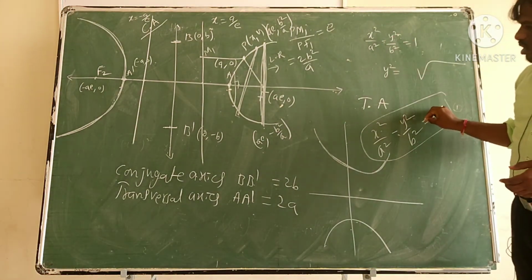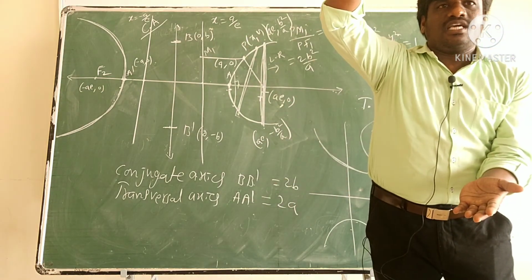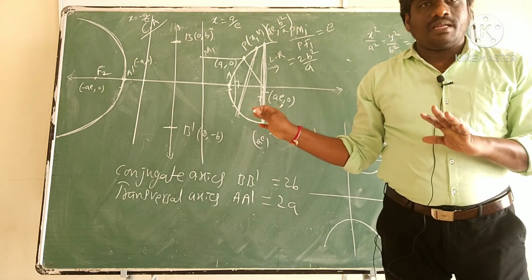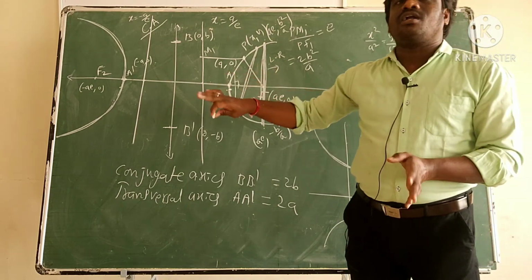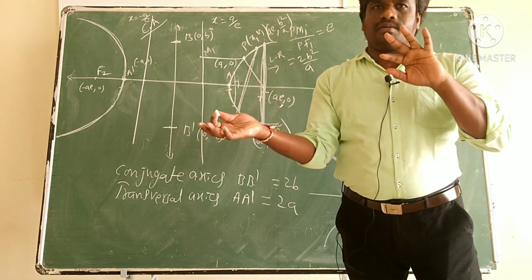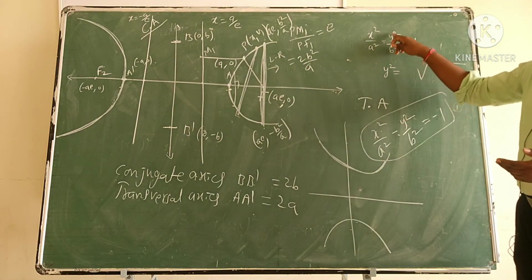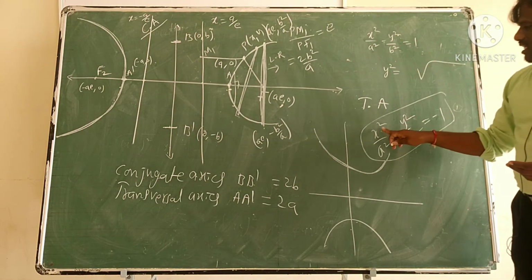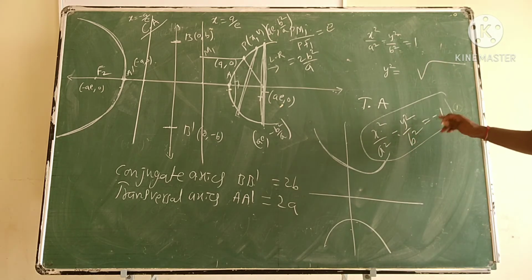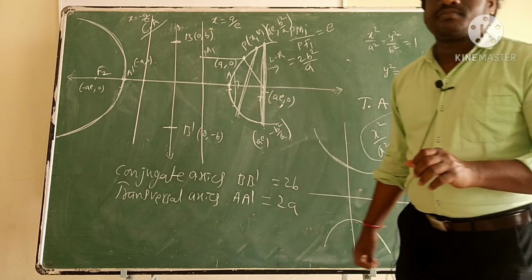Here there are two conjugates, horizontal and vertical, as in the ellipse. Here also we have them, but this is called the conjugate hyperbola. The difference between the two: x square by a square minus y square by b square equal to 1, and here x square by a square minus y square by b square equal to minus 1. Are you getting what I said? Is this picture clear? Note it down.